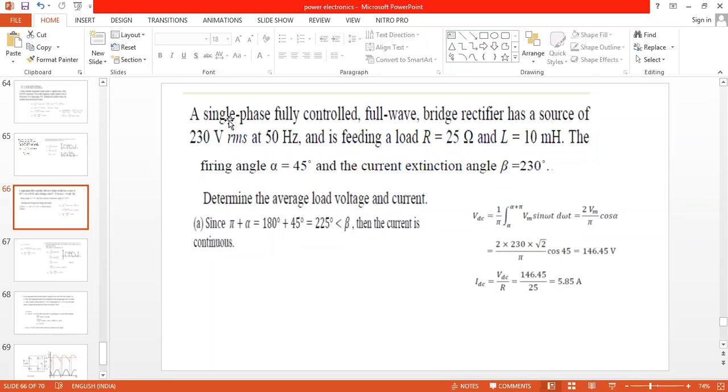Now, you just observe this problem. A single phase fully controlled full bridge rectifier, as a source voltage RMS they have given, and load resistance inductive load. Firing angle again 45, and the extinction angle beta is 230 they have given. So what is the formula for continuous current and discontinuous current? We are not having problems on discontinuous current and we are not involved in this one, because discontinuous current is not suited practically. A motor should rotate continuously, means always we have to send the continuous current.